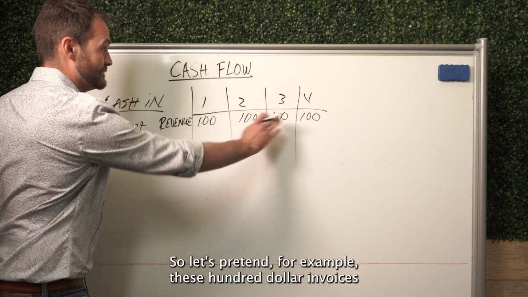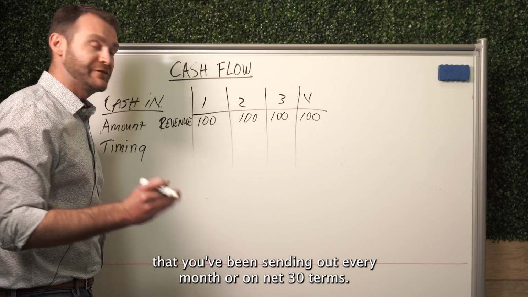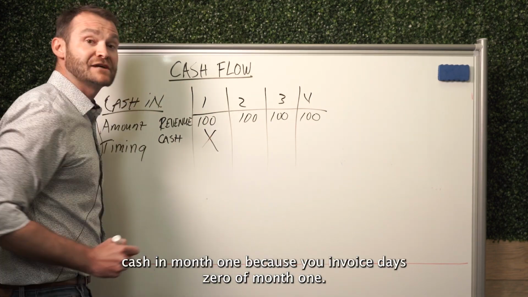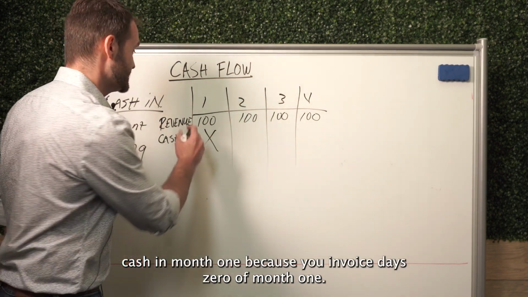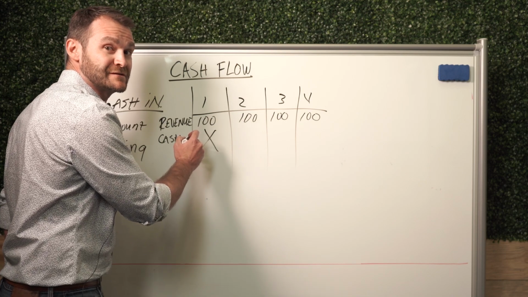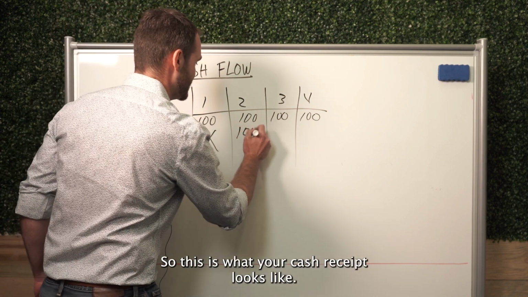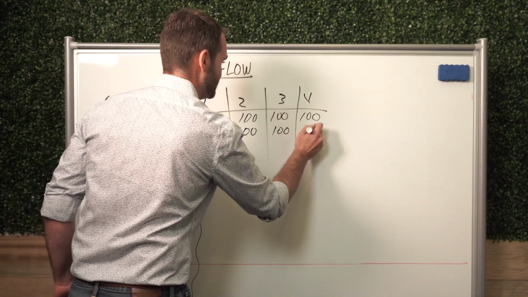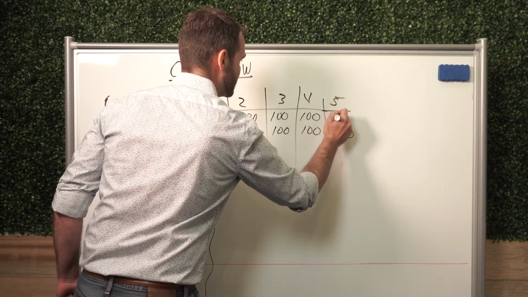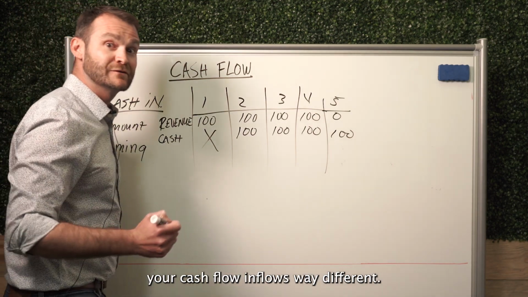So let's pretend, for example, these $100 invoices that you've been sending out every month were on net 30 terms. So you're going to get zero cash in month one, because you invoiced day 0 of month 1, so you're not going to get paid for 30 days because you have net 30 terms. Maybe they pay sooner, but highly unlikely they're going to. So great, this is what your cash receipt looks like. That's month 5. So you see all of a sudden, your cash flow inflow is way different.